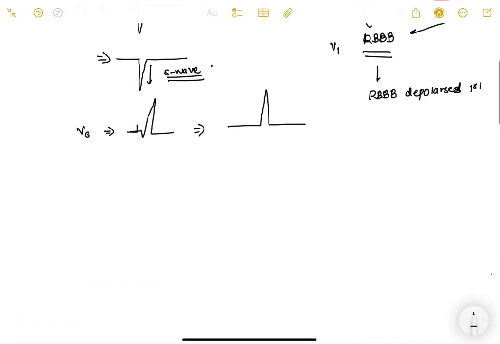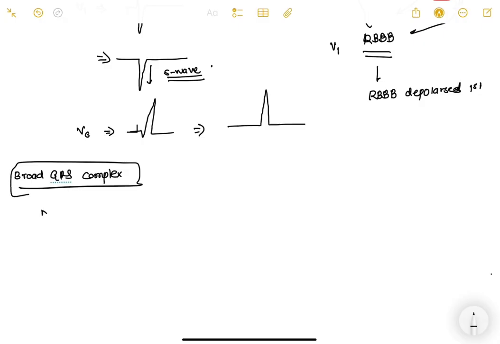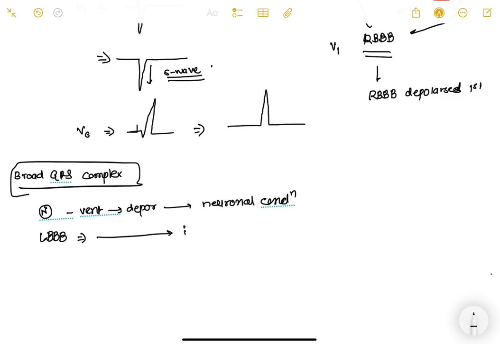Now second, that is broad QRS complex. Why do we get the broad QRS complex? Normally, ventricles are depolarized with neuronal conduction. But in the LBB pattern, depolarization starts with intermyocytic conduction.